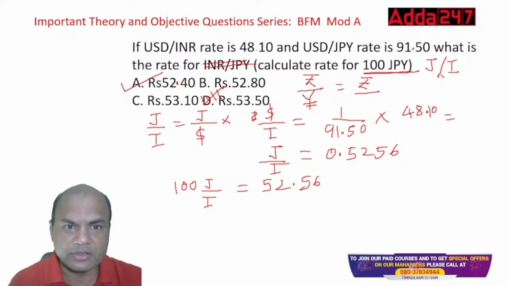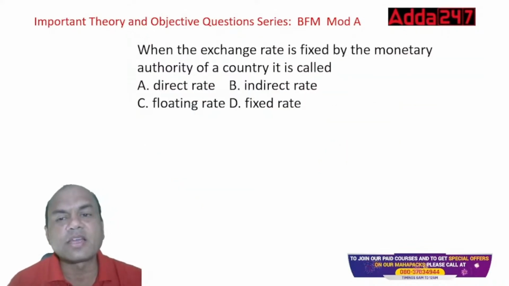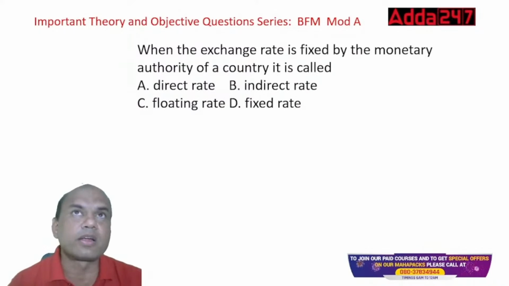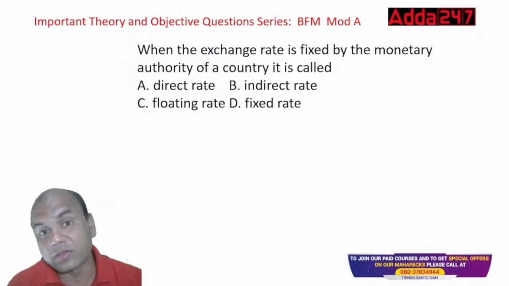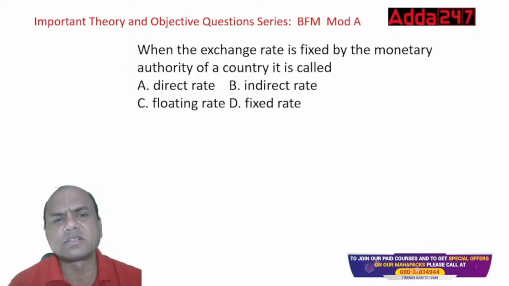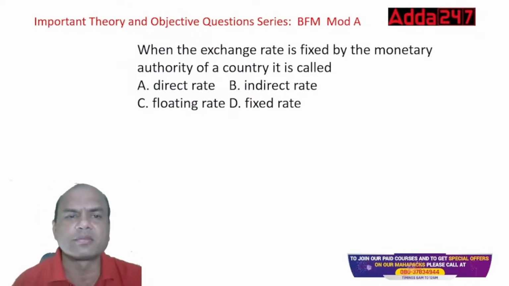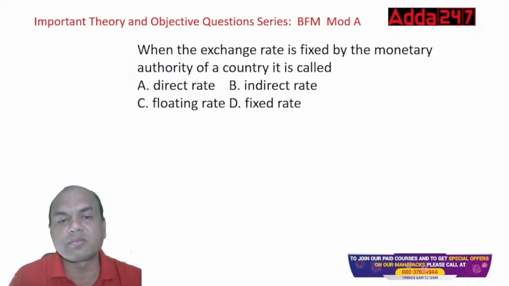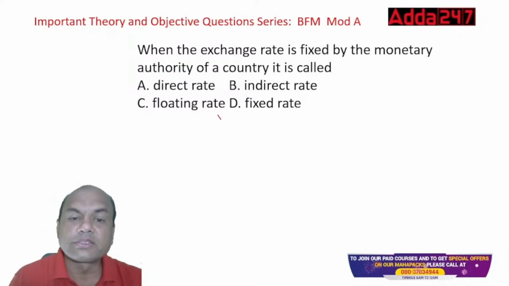Okay. Next one. When the exchange rate is fixed by the monetary authority of a country, it is called as what? Remember, monetary authority means RBI. RBI fixes it, nothing doing. If the dollar to rupee rate is 79 today, it stays 79. There is no fluctuation, no demand, no supply. So it is called direct, indirect, floating, or fixed? It is fixed rate, correct?